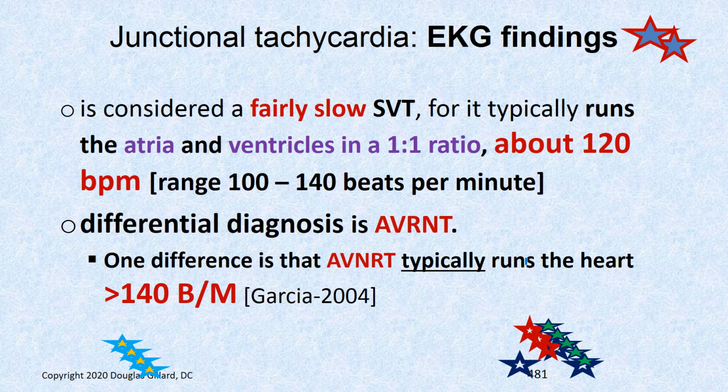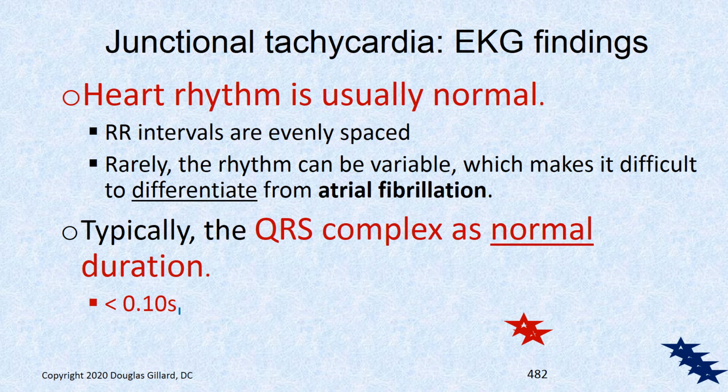One difference is that, not always, but on average, AV NRT runs a little bit faster. According to Garcia, it runs about 140, 150, maybe 160, but on average, we always say 140, 150 beats per minute, whereas a junctional tachycardia runs about 120 beats per minute. But that's not a heck of a lot of difference, so it's really hard to tell these two apart.